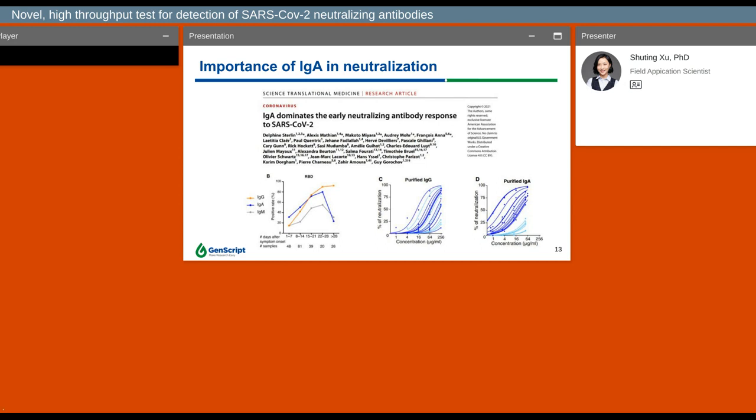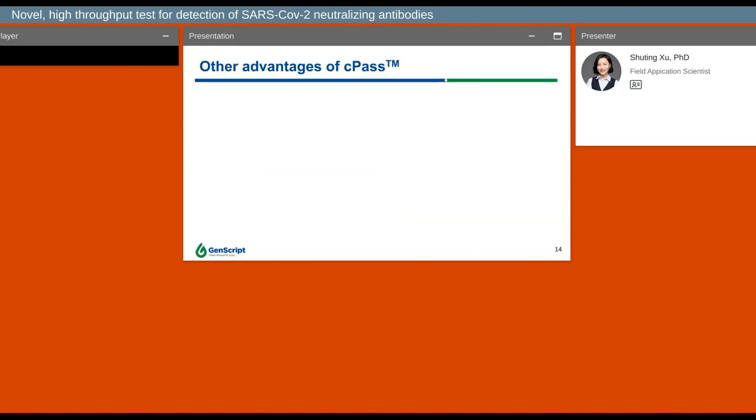Importantly and interestingly, today we have some feedback from our current customers telling us that the cPass kit could also potentially be used for detection in saliva. As we all know, IgA is mainly present in saliva samples, so a saliva test with cPass could be an alternative in the future to determine the neutralizing antibody level in patients.